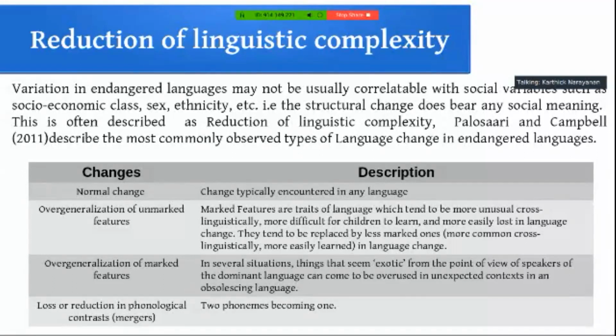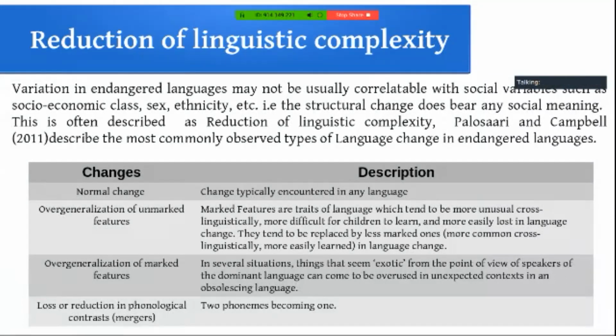This was once described by Peter Ladefoged as a very unique feature in Dravidian languages, and now it suddenly began to change, and people have started to overgeneralize the unmarked voiced normal lateral for a voiceless lateral. So this is an example of that. And then sometimes speakers will also overgeneralize marked features. So marked features will become more common, even in places where unmarked features were there.